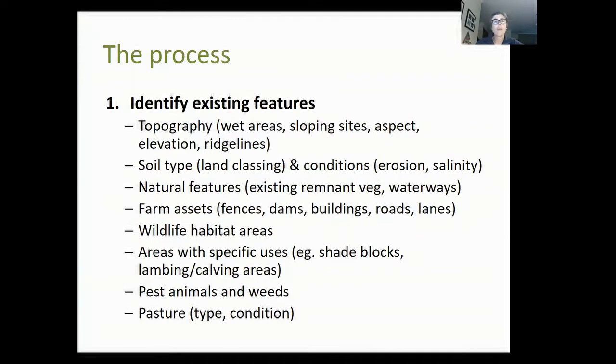So once you've got that map, like we saw on the previous page, let's go through in detail. When we look at topography, the sorts of things that we look at identifying are the wet areas, the sloping parts of our sites and our property, aspect, so what faces north, what faces south. You might look at elevation, that might define plant choice a little bit. And if you've got ridges that may be bare of cover, we'd be looking at that too.